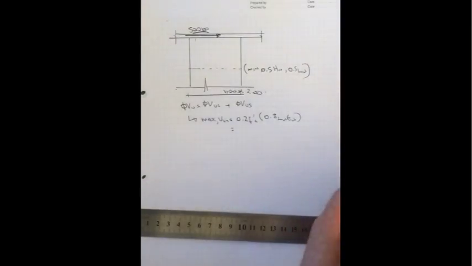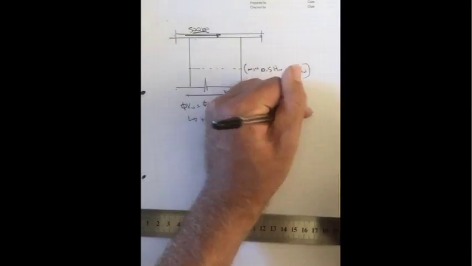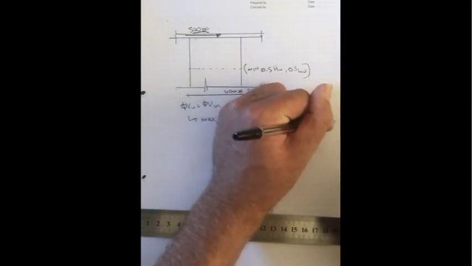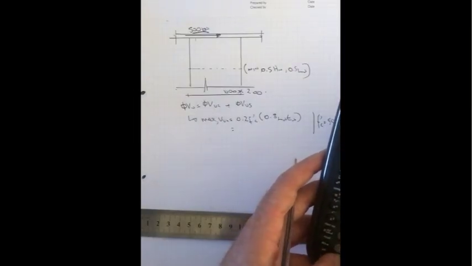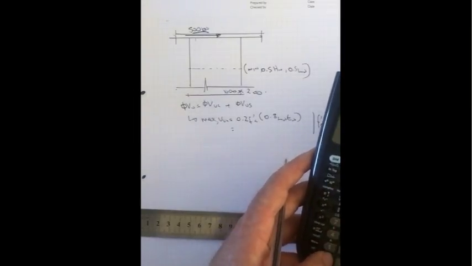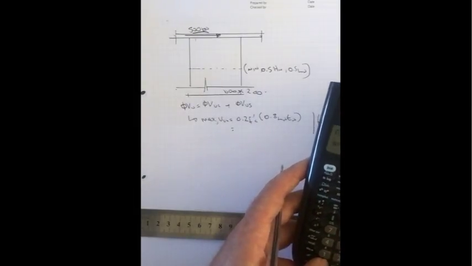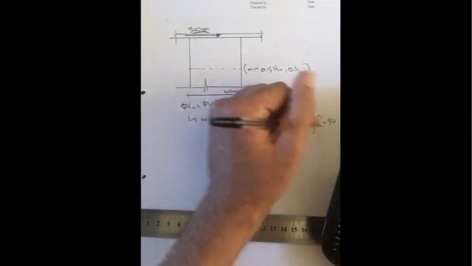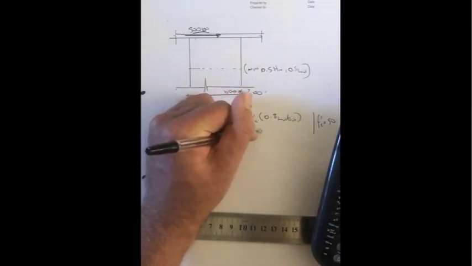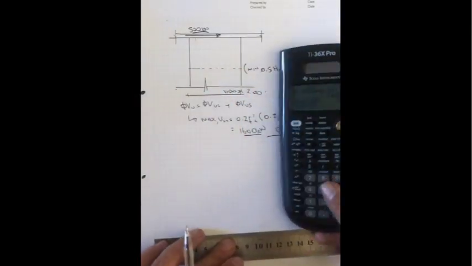So the maximum capacity we have is 0.2, and again we've got 50 MPa concrete, 0.2 times 50 MPa concrete times 0.8 times the length of the wall, which is 1000, times the 200 thick wall. And what we end up with is 1600 kilonewtons. Okay, so that's our first check. We can move on to the next.